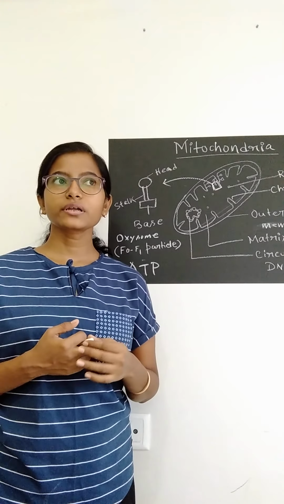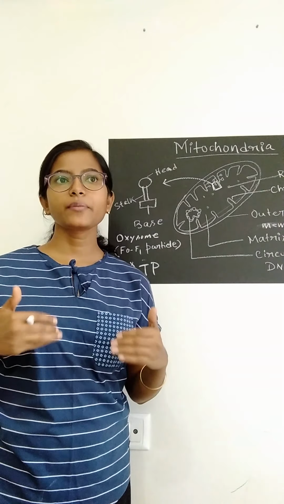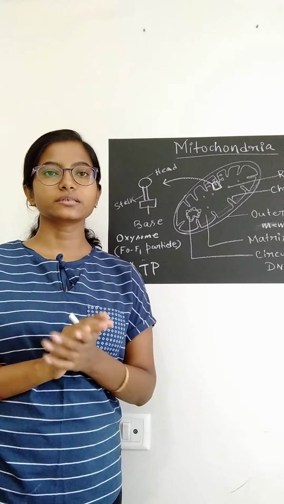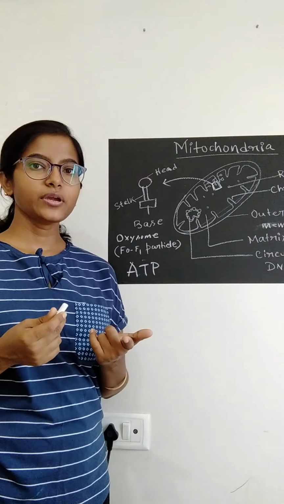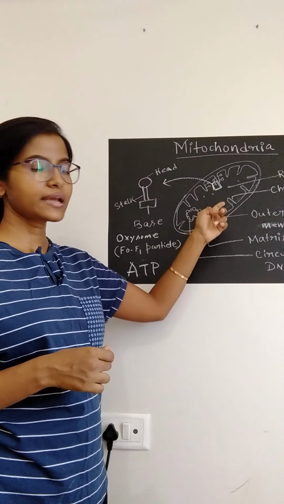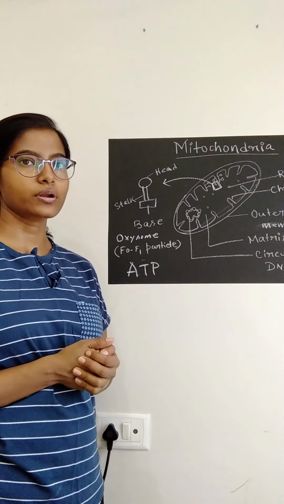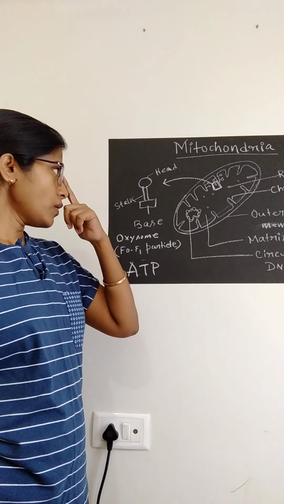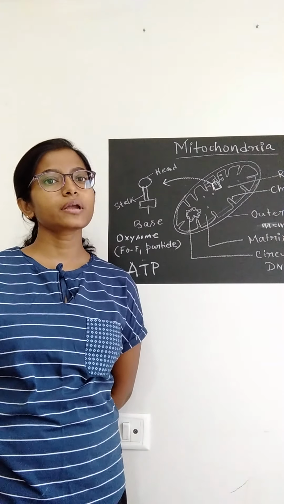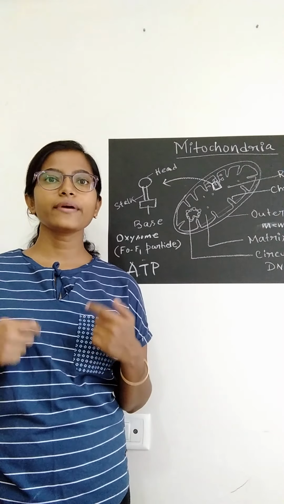What is a semi-autonomous organelle? If we break the word semi-autonomous, it means it is capable of functioning by itself to a certain extent. So it is called semi-autonomous because it can replicate with the help of its DNA and it can produce its necessary proteins. That's why it is called a semi-autonomous organelle. Okay. Now, what is the function of mitochondria? The function of mitochondria is production of energy.